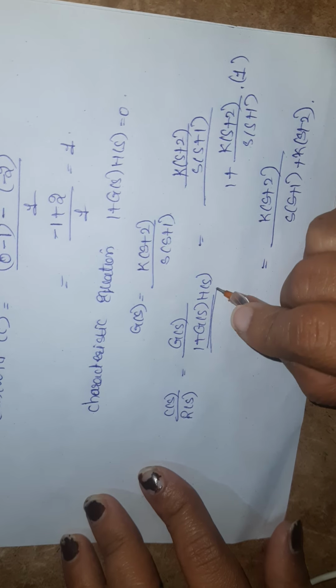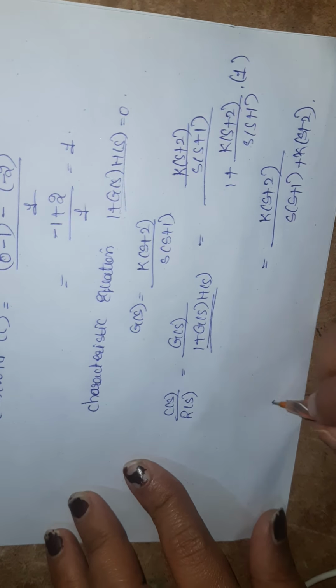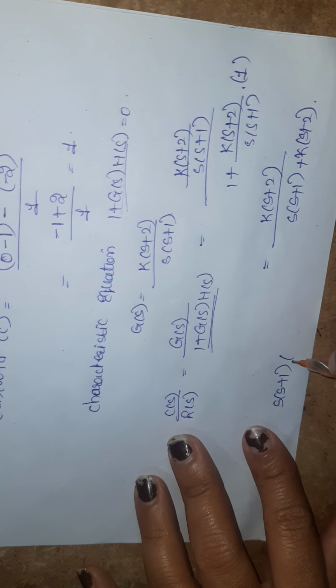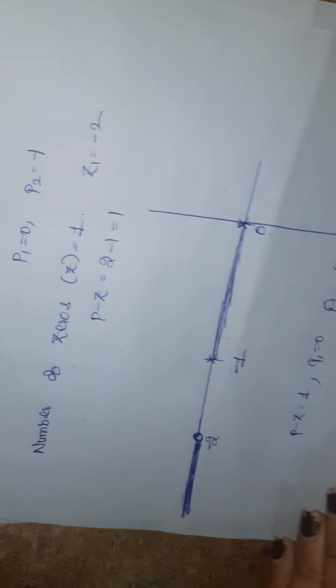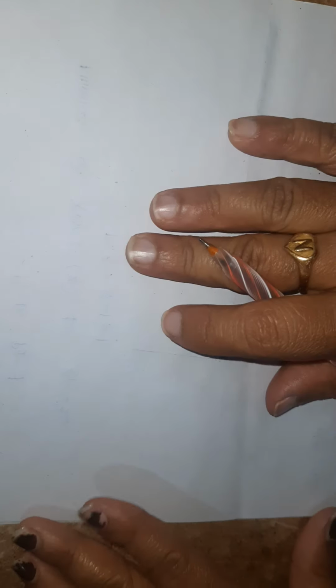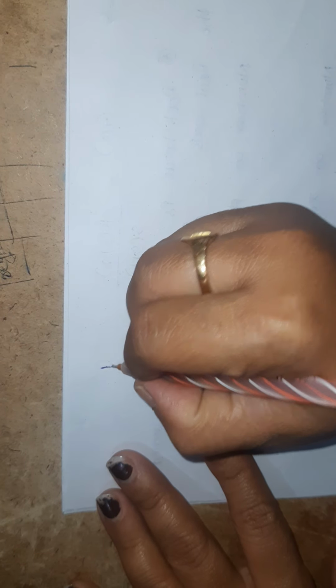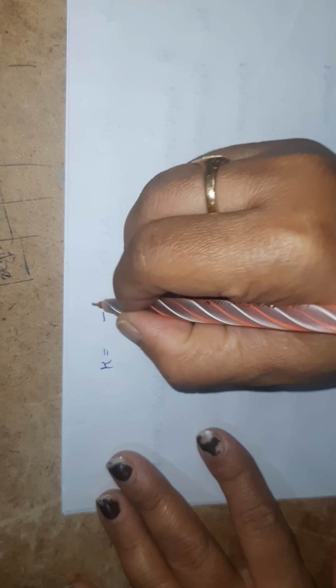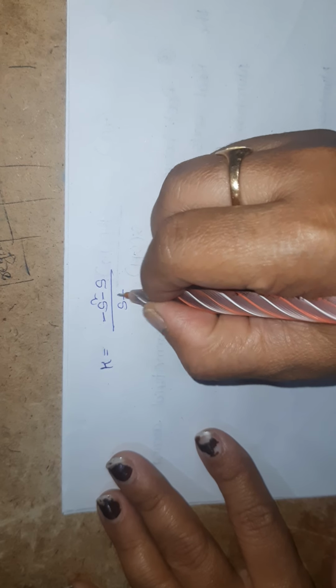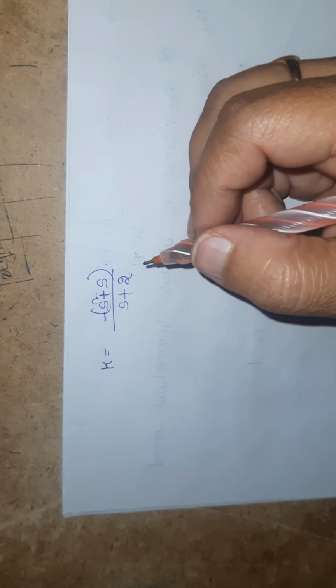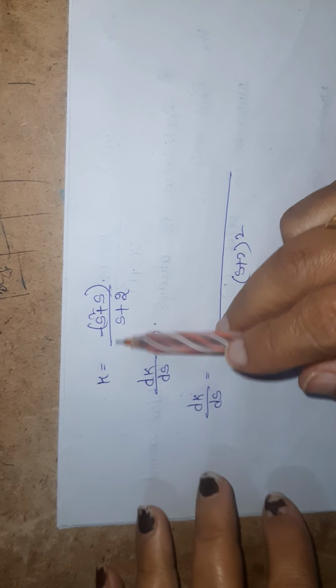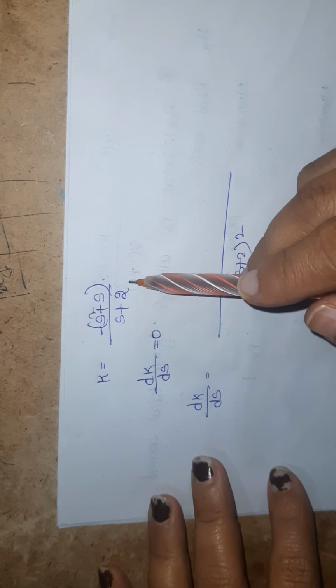The denominator of the closed loop function is nothing but the characteristic equation. See, this is 1 plus G(S)H(S). So S into (S plus 1) plus K into (S plus 2) equal to 0 is the characteristic equation. After simplification, I got K as minus S square minus S divided by S plus 2, that is, K equals S into (S plus 1) by (S plus 2).